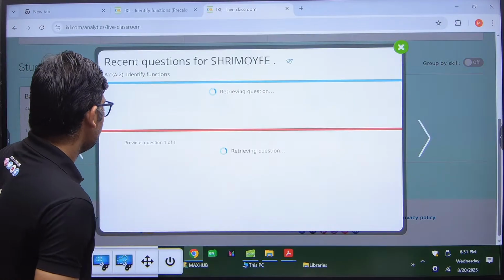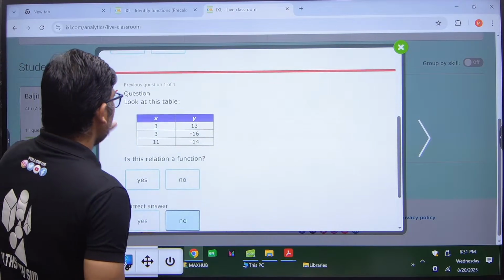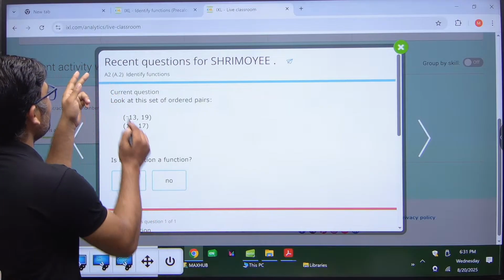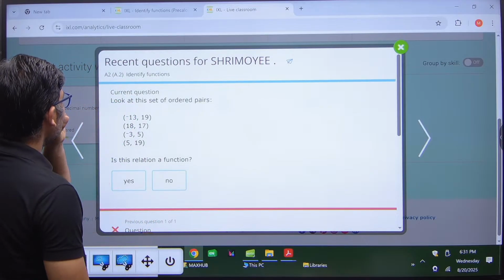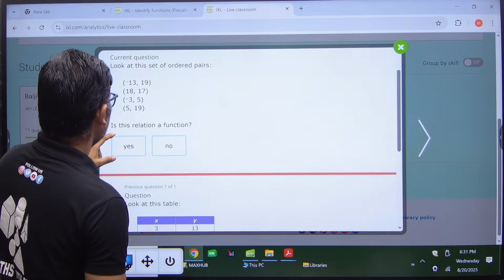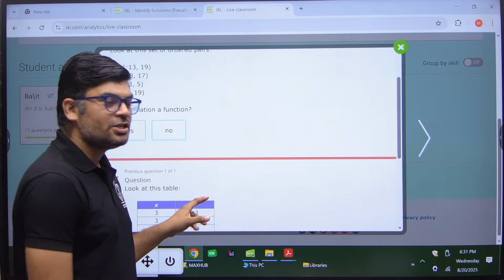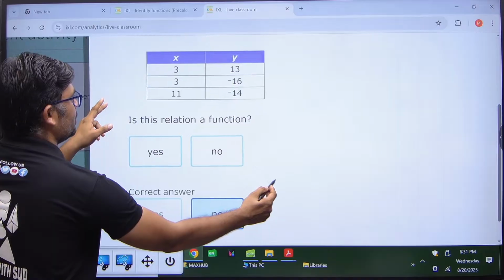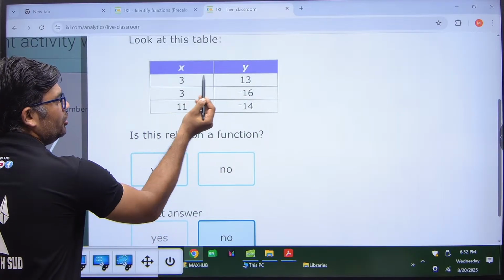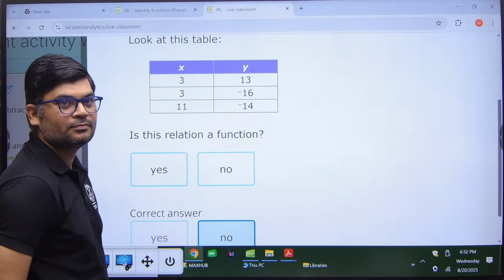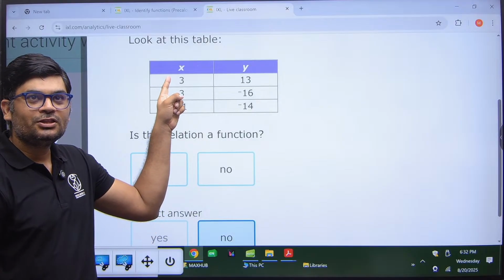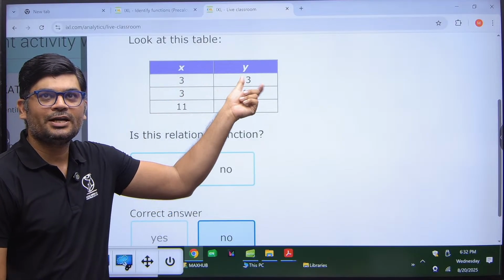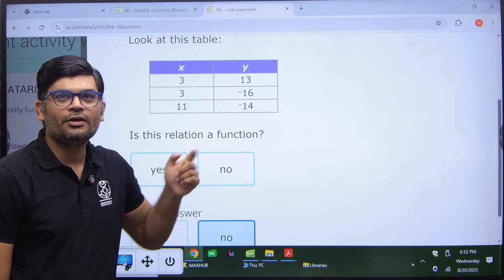Okay, Shrimoy. Let us see what has been done. So, which sheet are you doing, beta? You are doing A2. A2 sheet? Yes. Okay, if this is the question, how to do it? Shrimoy, listen to me. Akriti, you also see. Can you see for a single 3, you are getting two different outputs? For one 3 as X input, sometimes you are getting 13, sometimes you are getting minus 16. So it is not a function.